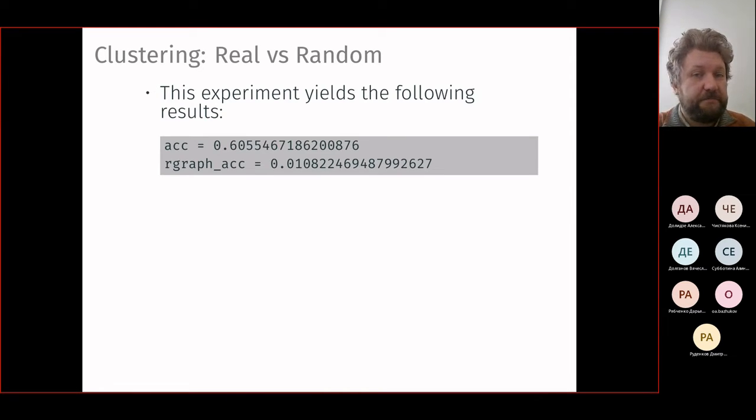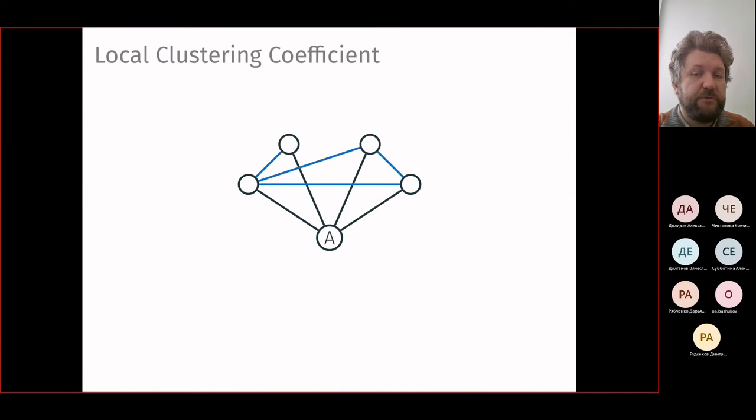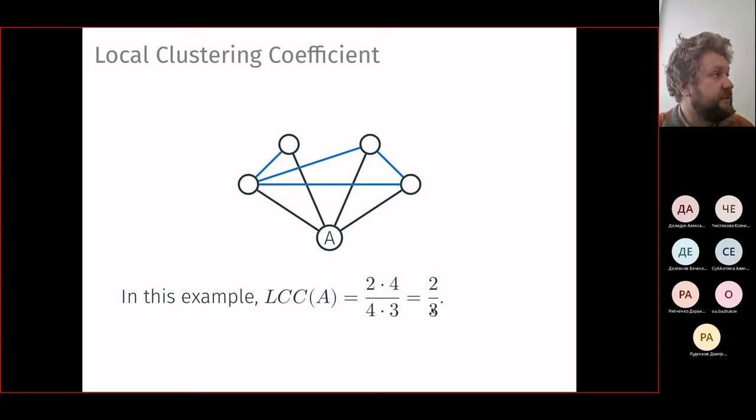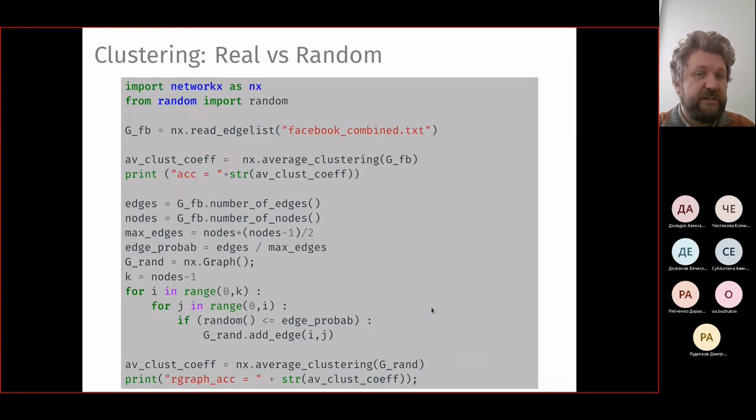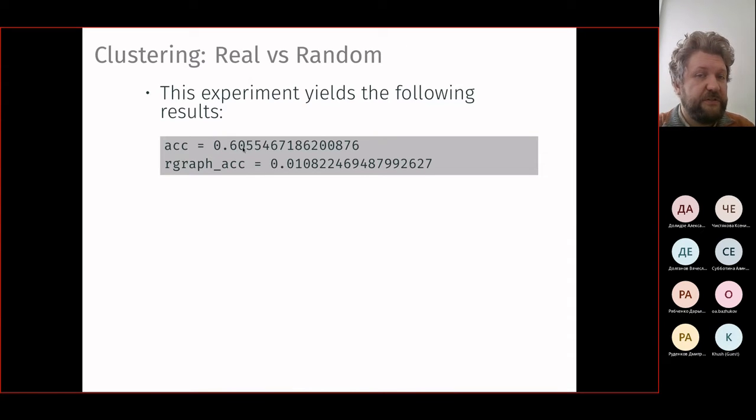And what happens? The experiment gives us the following result. This first line is the average clustering coefficient of the original graph. As you can see, it's quite high. Something like 6/10, like 3/5, right? So it's similar to what we had here. We had 2/3, so it's bigger than a half. It's quite a big clustering coefficient.